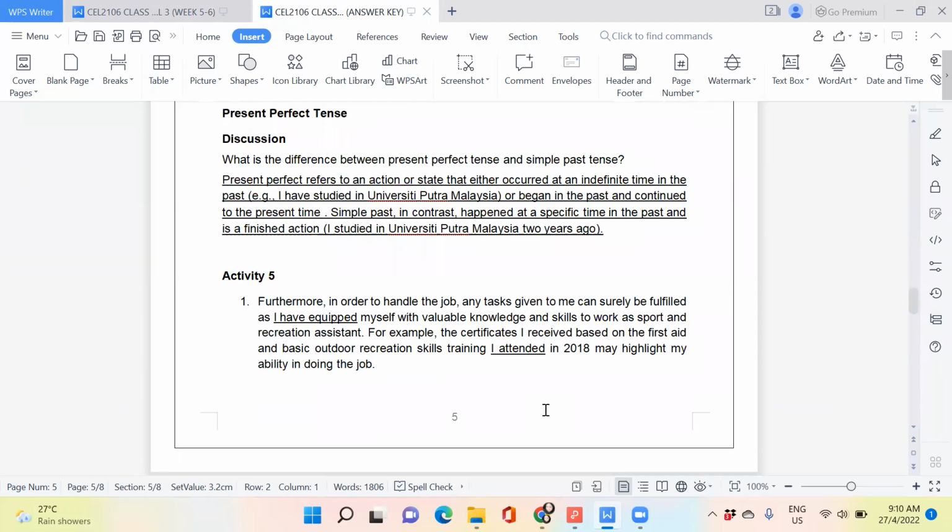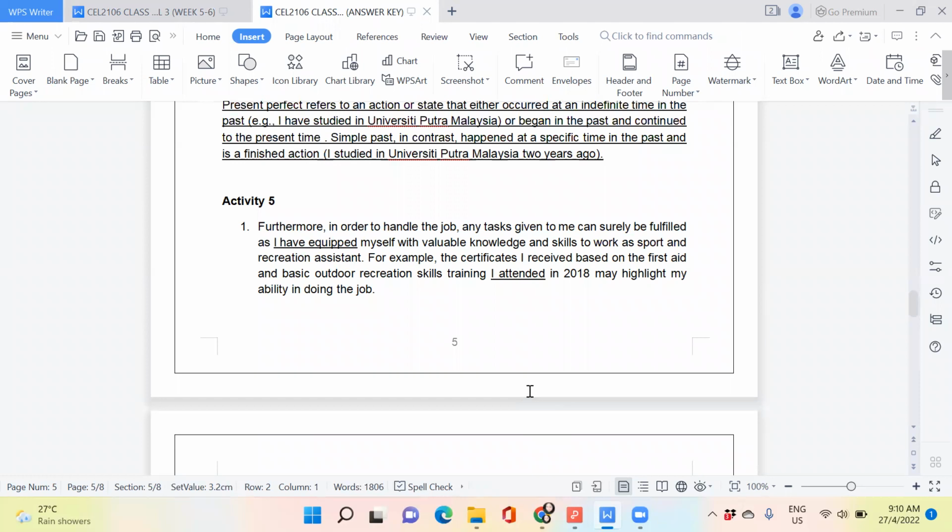Okay, so it's not that difficult for you. It's a matter of understanding the context. Okay, are you trying to say something that happened in the past and still continuing today? If that's the case, then you have to use present perfect tense. If you're talking about something that has already been completed, for example, the fact that you studied at UPM 2 years ago, so that needs to be written in simple past tense.